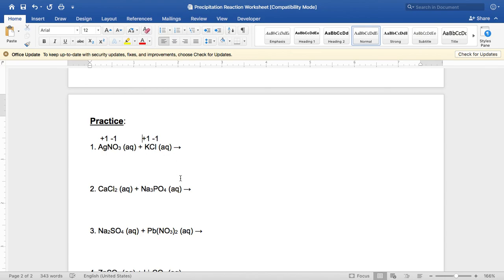Now this makes it very easy to determine my products because everything will add up to 0. There's no crisscross rule that needs to be used for charges. So my Ag is on the outside, it's going to go with Cl. So since we have +1 and -1, we're going to get AgCl, okay? Silver chloride.